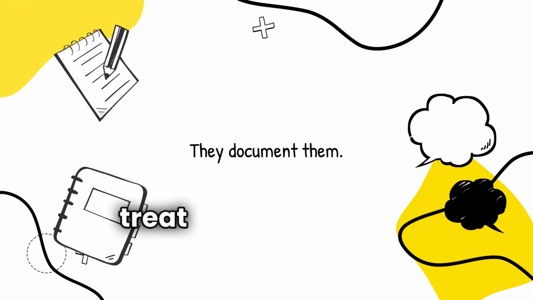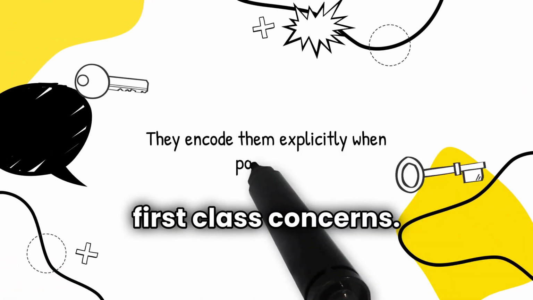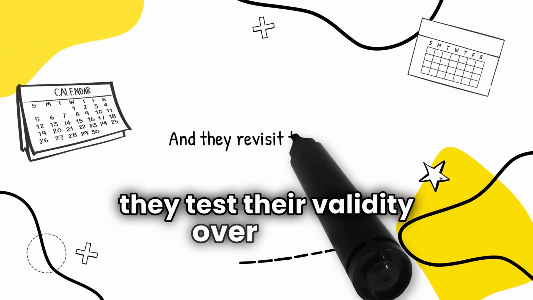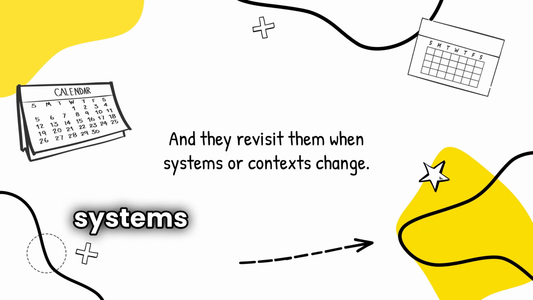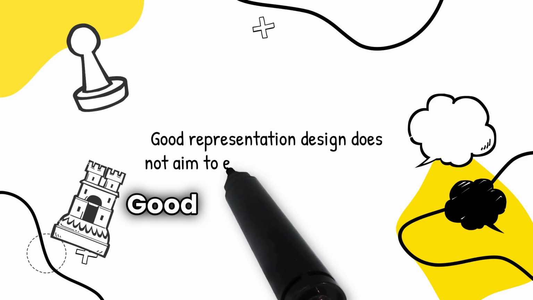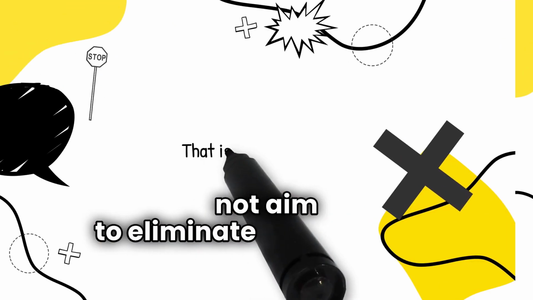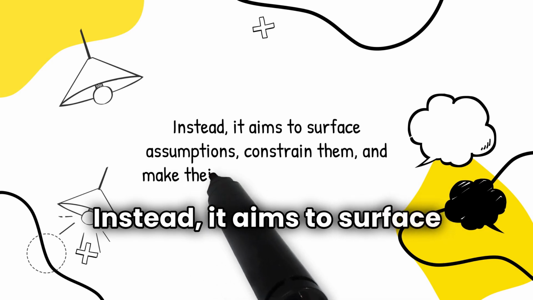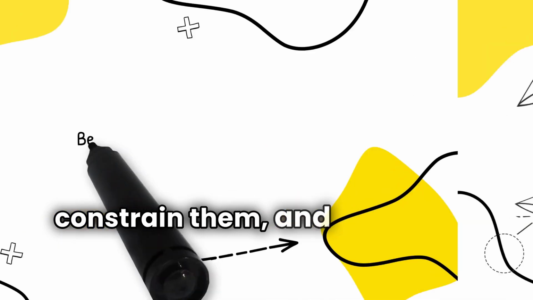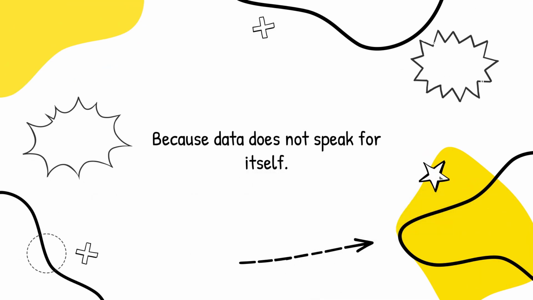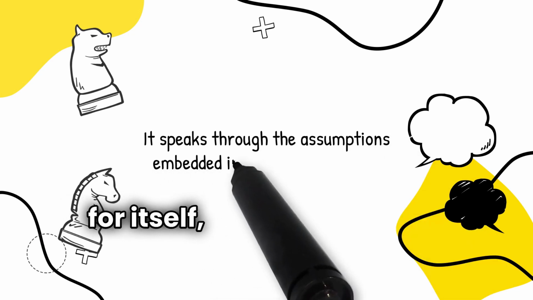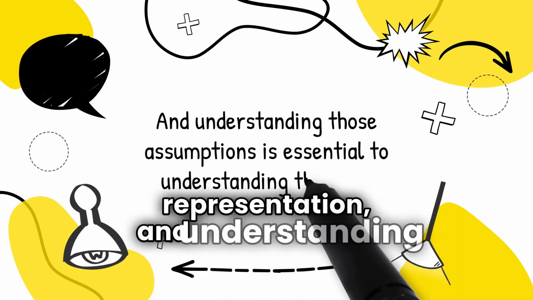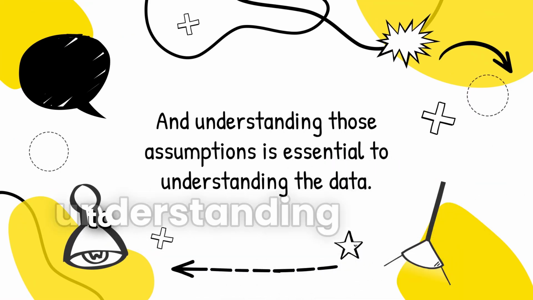Professional data systems treat assumptions as first-class concerns. They document them, they encode them explicitly when possible, they test their validity over time, and they revisit them when systems or contexts change. Good representation design does not aim to eliminate assumptions. That is impossible. Instead, it aims to surface assumptions, constrain them, and make their impact understandable. Because data does not speak for itself. It speaks through the assumptions embedded in its representation, and understanding those assumptions is essential to understanding the data.